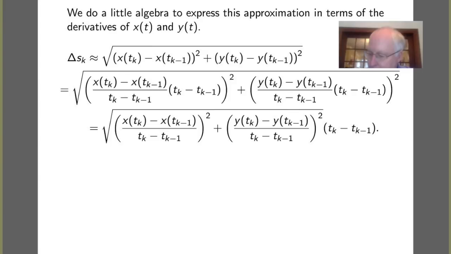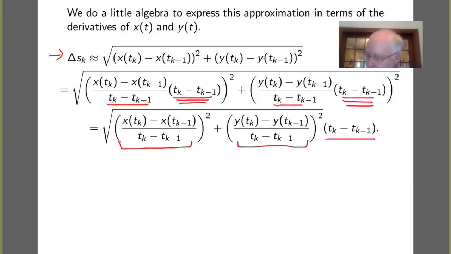So again, here is our delta sk expression, and under the radical inside each of the pairs of parentheses, we're going to divide by tk minus tk-1 and multiply by tk minus tk-1. So in effect, multiplying by 1. And then we'll factor these tk minus tk-1 squareds outside the square root, and they come out as tk minus tk-1. And we're left with these two difference quotients inside, and then they're squared and summed.